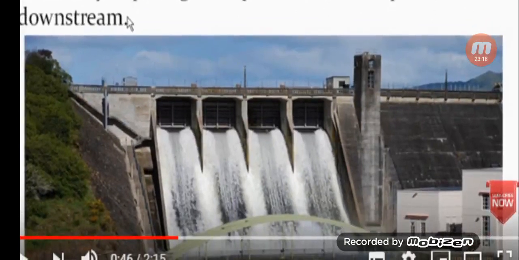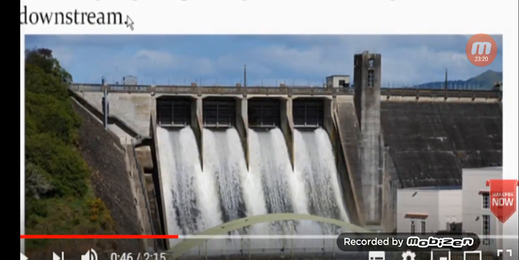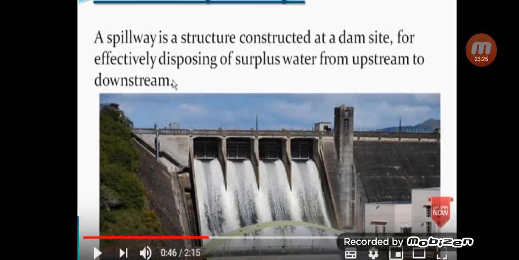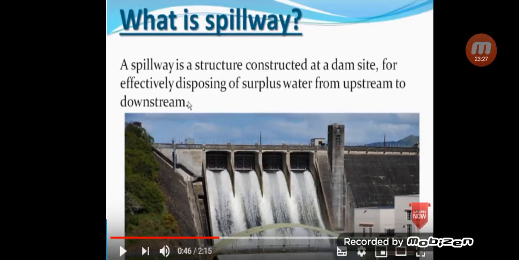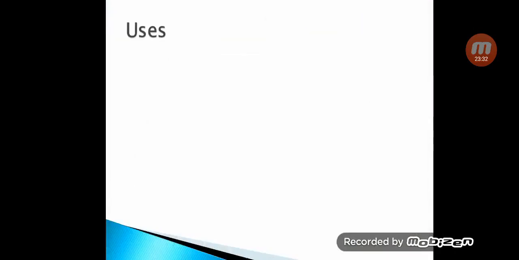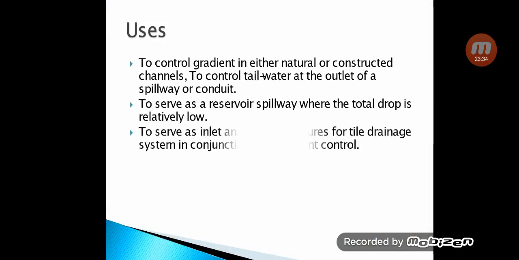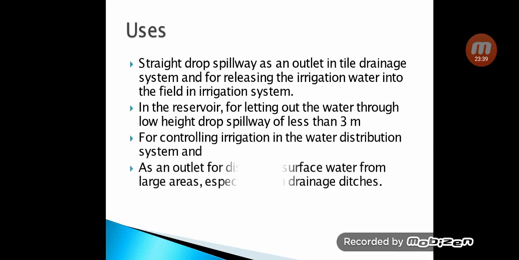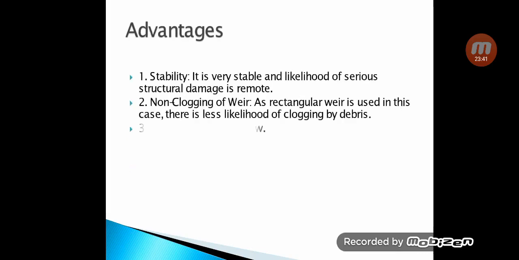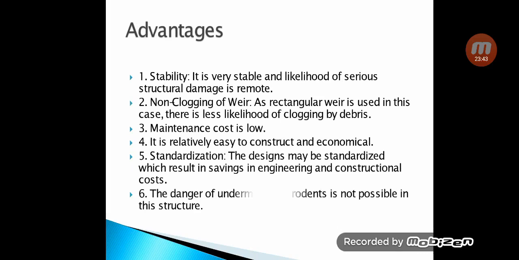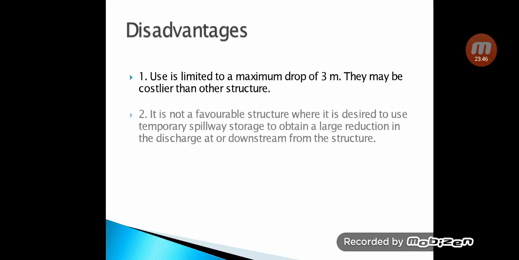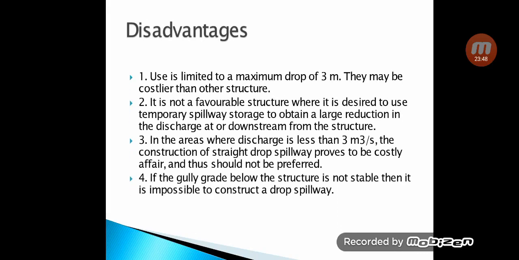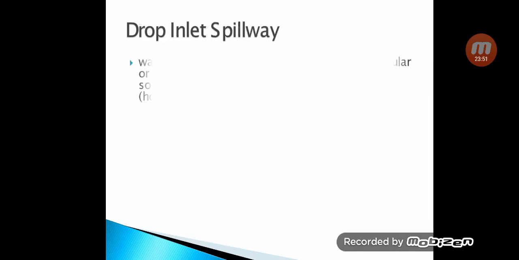So you can see the water passes through this apron downstream. So this is how the construction of the wall drop spillway is done. So uses, advantages. So these are some advantages and limitations of the drop spillway. So you can go through your notes.